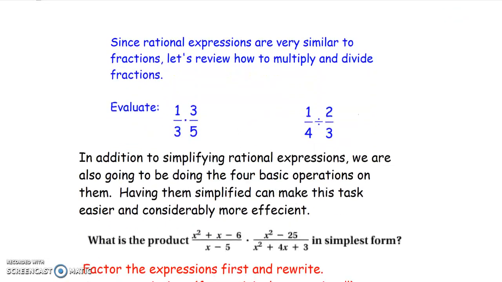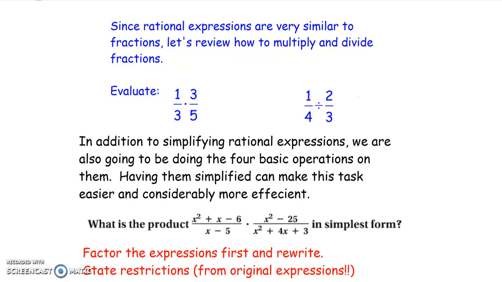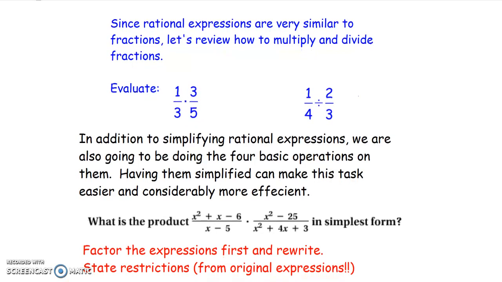Since rational expressions are very similar to fractions, we're going to review how to multiply and divide fractions. To multiply a fraction, you just multiply straight across the top and straight across the bottom. So you multiply 1 times 3 and you multiply 3 times 5. Since we have factors of 3 in both numerator and denominator, we're left with 1/5.